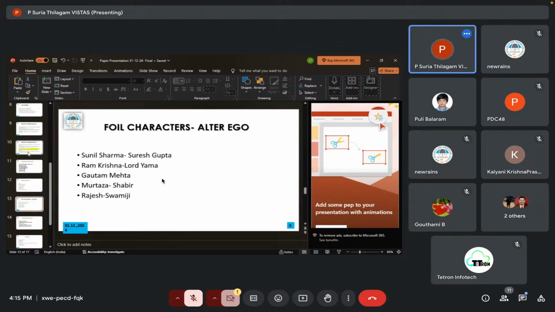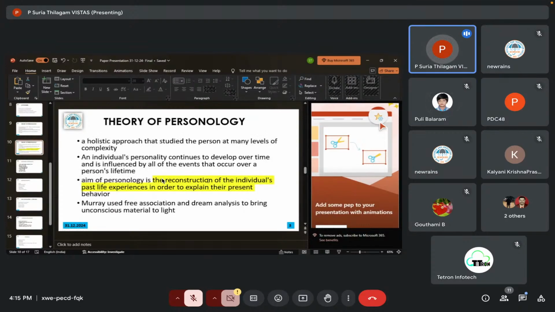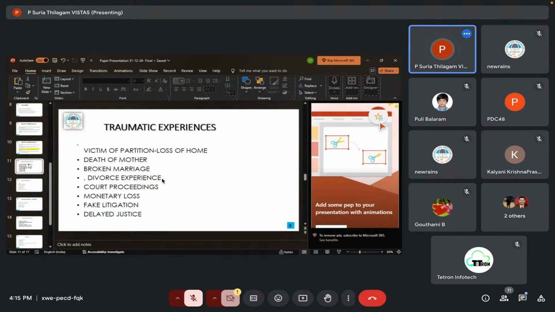Okay, sir. Through this personality theory, we can reconstruct an individual's past life experiences in order to explain the present character. If I take all the 5 novels, there are so many experiences repeatedly coming. All are traumatic experiences. First of all, the author was a victim of the partition of India and Pakistan. He was born in Lahore. When India got freedom and was divided into two, his family was forced to move to Delhi, and so he felt himself a refugee.